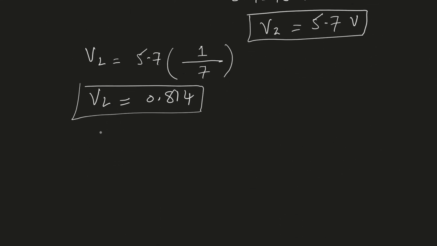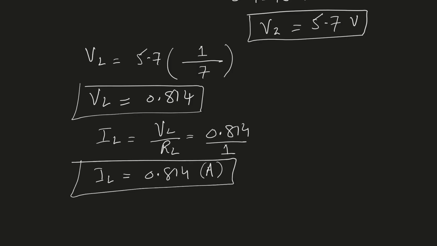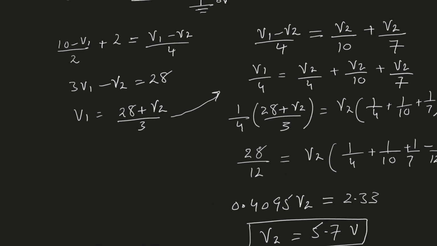Also, the load current, according to Ohm's law, will be the load voltage divided by the load resistance, which is 0.814 volts divided by 1 ohm, and therefore the load current is 0.814 ampere. So we found the load current as well. These are the values that we obtained from the original circuit.